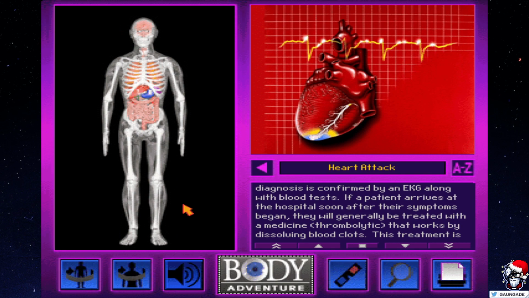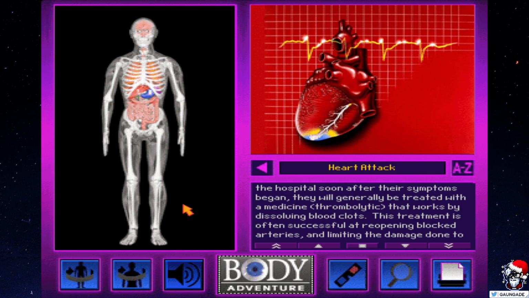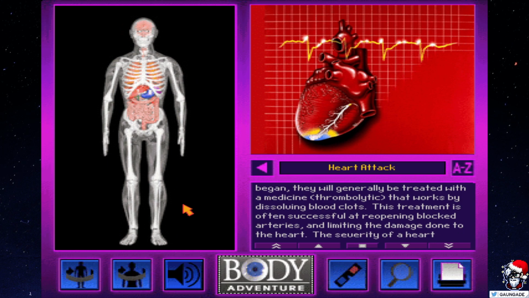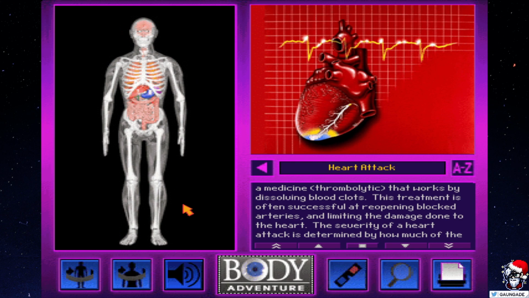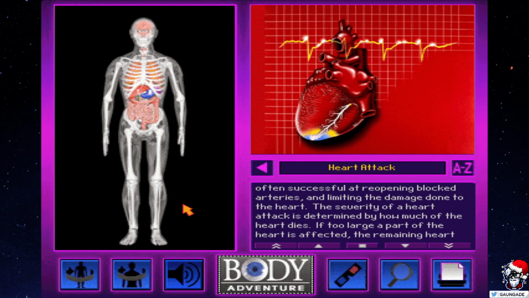If a patient arrives at the hospital soon after their symptoms began, they will generally be treated with a medicine, thrombolytic, that works by dissolving blood clots. This treatment is often successful at reopening blocked arteries and limiting the damage done to the heart.